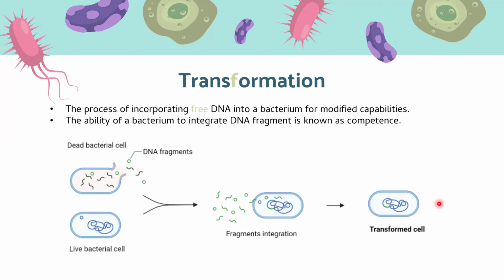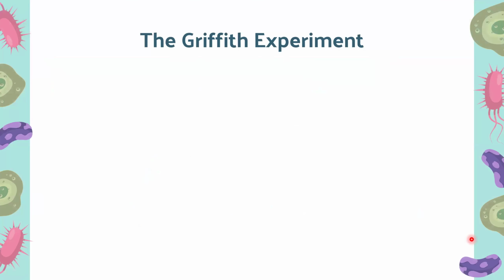So the basic thing is that fragments are in the surroundings and the bacteria will take them up. That's it. Exactly. Yes, thank you. Of course. Okay. Now, how were they able to actually discover that some bacteria can transform? That was done through the Griffith experiment.